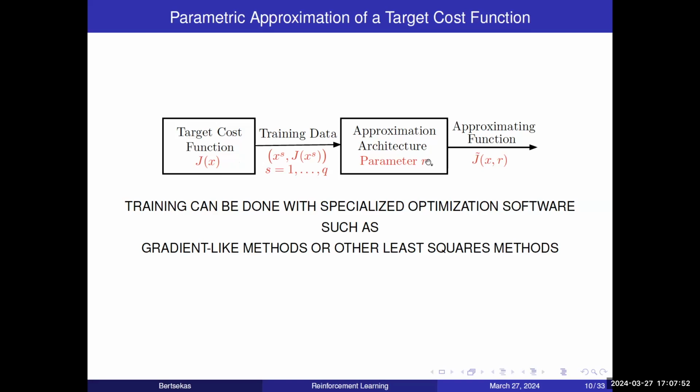This process is called training. The process of finding this parameter R is referred to as training, and can be done with specialized optimization software such as gradient descent methods or other least squares methods, and we're going to cover some basics of them. Note that each of those steps can be time consuming, for example, the process of collecting training data and the process of training this R. And we'll give you a flavor of how those can be done.